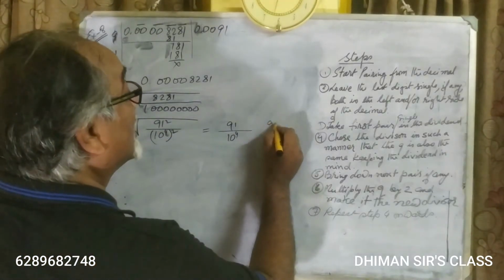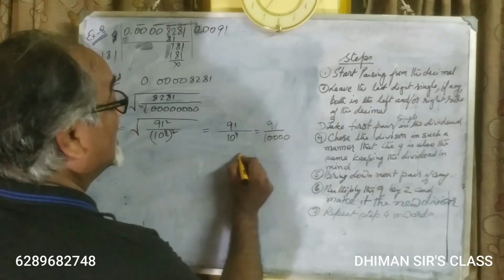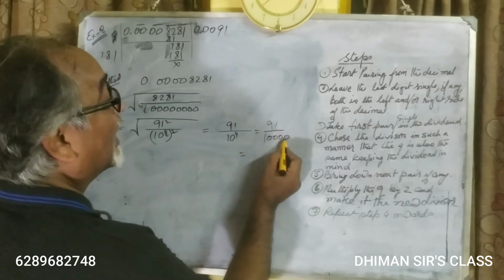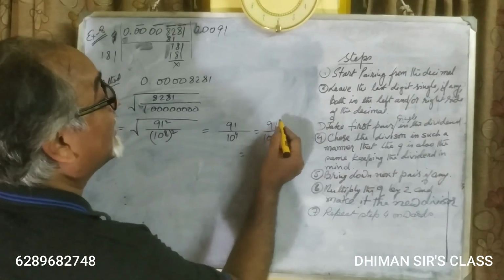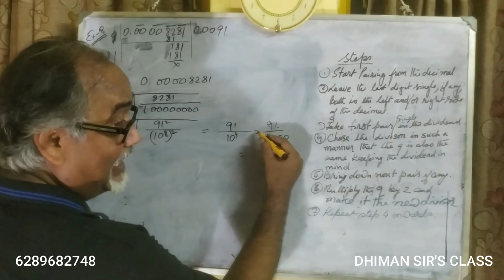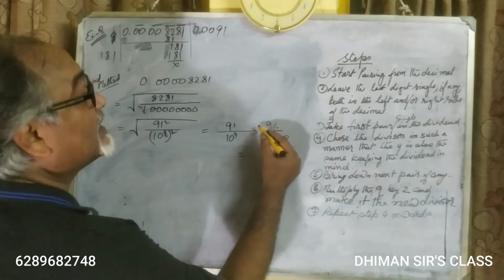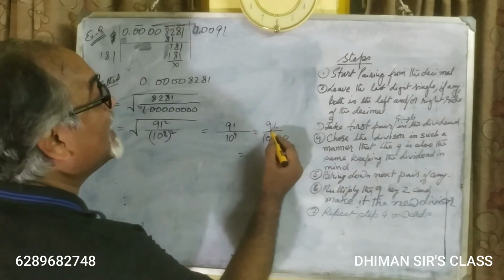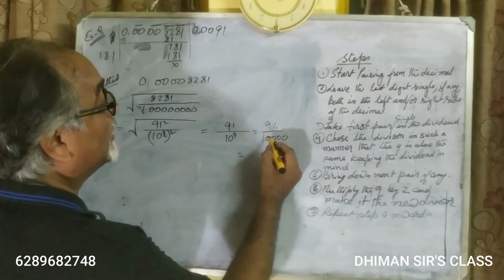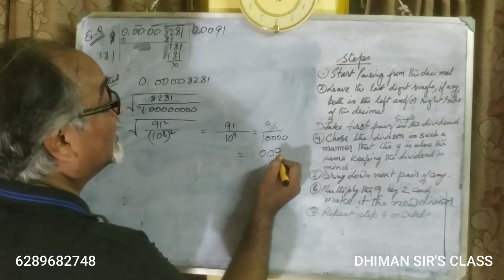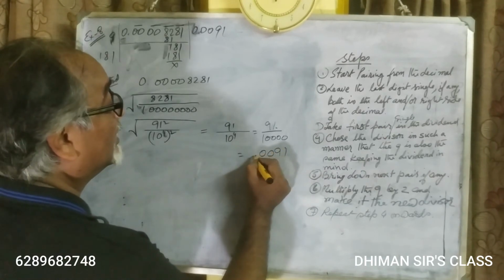So 91 by 10 to the power 4. How many zeros are there? 4 zeros. So here decimal is here. It will move to the left. See my previous video. Here, as because of division, the decimal will move to the left. How many digits? 4 digits, because there are 4 zeros. So 1, 2. Decimal was here. 1, 2, 3, 4.